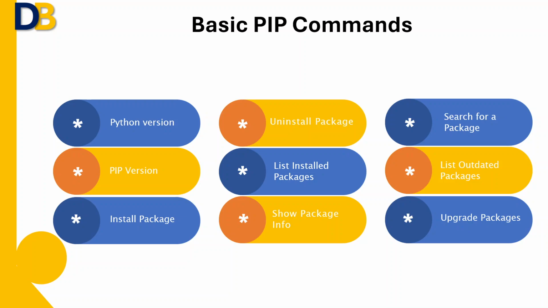If you need to install a package from your programming environment, pip can be used to do that. If you need to uninstall a package, pip can be used to do that. If you need to list all installed packages on your local computer, you can use a pip command for it. And if you need to see specific info about a given package, we can use pip to do that. If you're trying to search for a package, you can use a pip command for it.